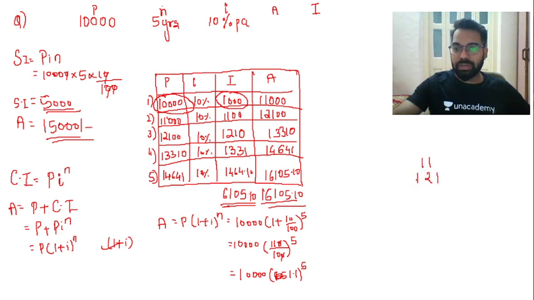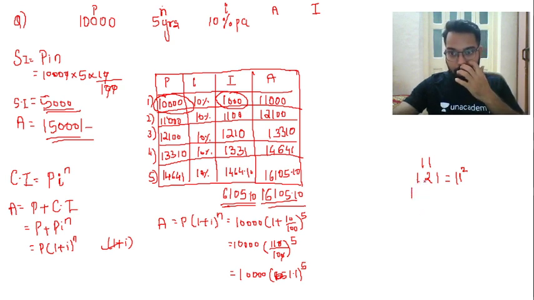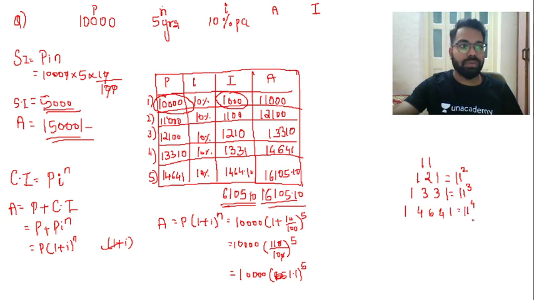11 square is 1, 1 plus 1 which is 2, and 1 here. This whole is equal to 11 square. 11 cube is nothing but 1, 1 plus 2 is 3, 2 plus 1 again is 3, and 1. This whole is equal to 11 cube. 11 raised to 4 is nothing but 1 here, 1 plus 3 is 4, 3 plus 3 is 6, 3 plus 1 is 4, and 1. This is equal to 11 raised to 4.